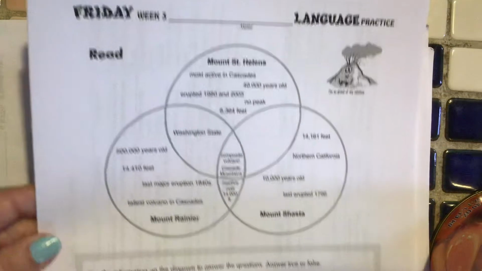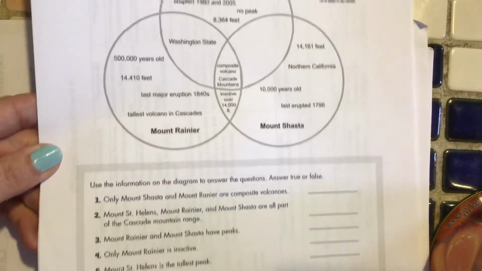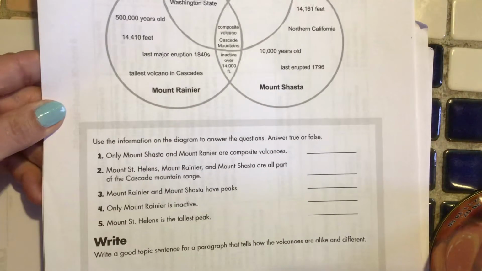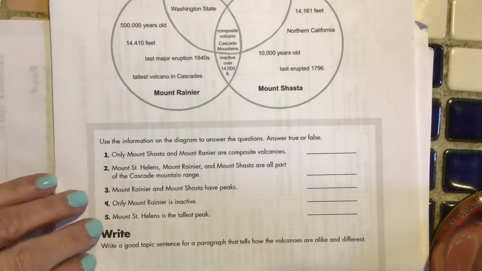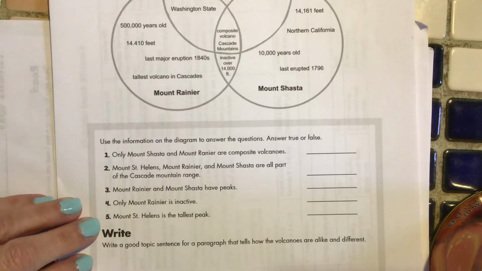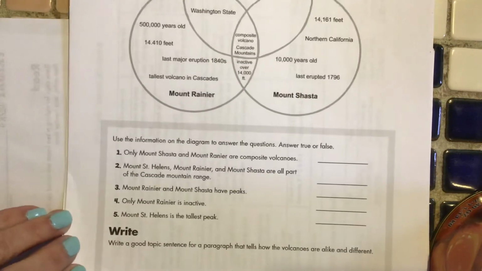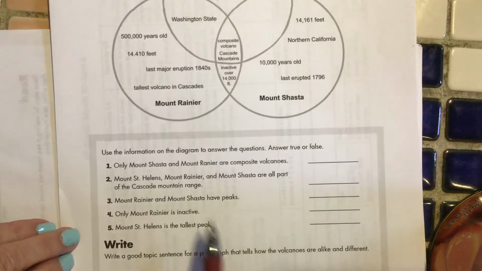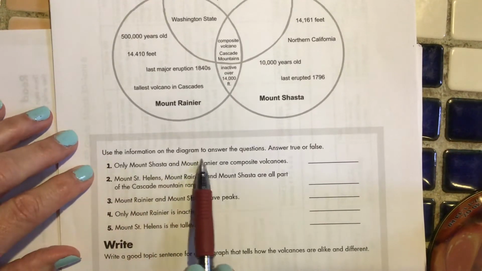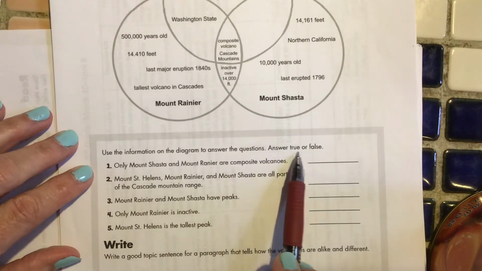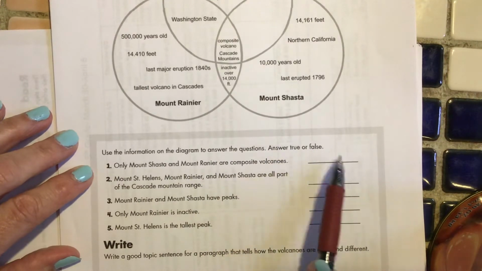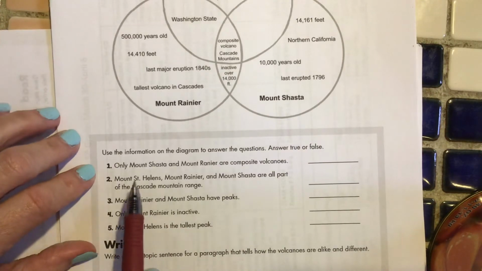Now let's look at our questions. We're going to go back and forth from the diagram to the questions. These are true-false statements, and we are going to determine if they are true or if they are false. It says use the information on the diagram to answer the questions. Answer true or false. It doesn't say answer T or F, so we're going to write the whole thing out.